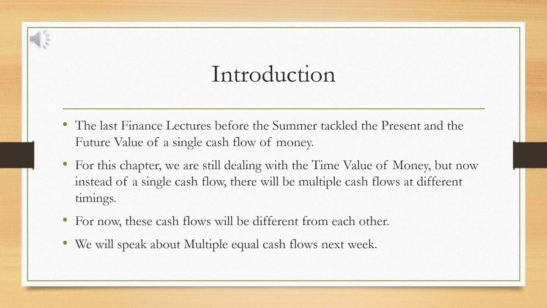The last finance lectures before the summer tackled the present and future value of a single cash flow of money. For this chapter, we are still dealing with the time value of money, but now, instead of a single cash flow, there will be multiple cash flows at different timings. For now, these cash flows will be different from each other. We will speak about multiple equal cash flows next week.